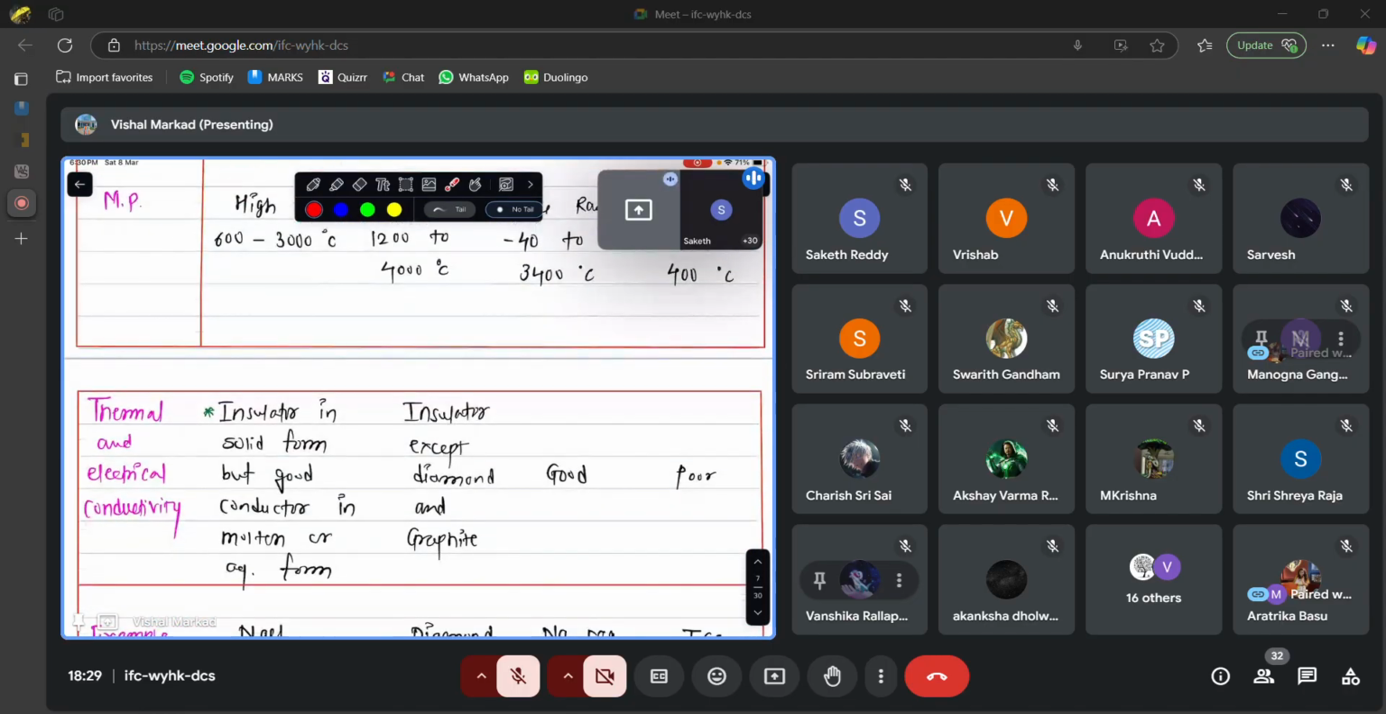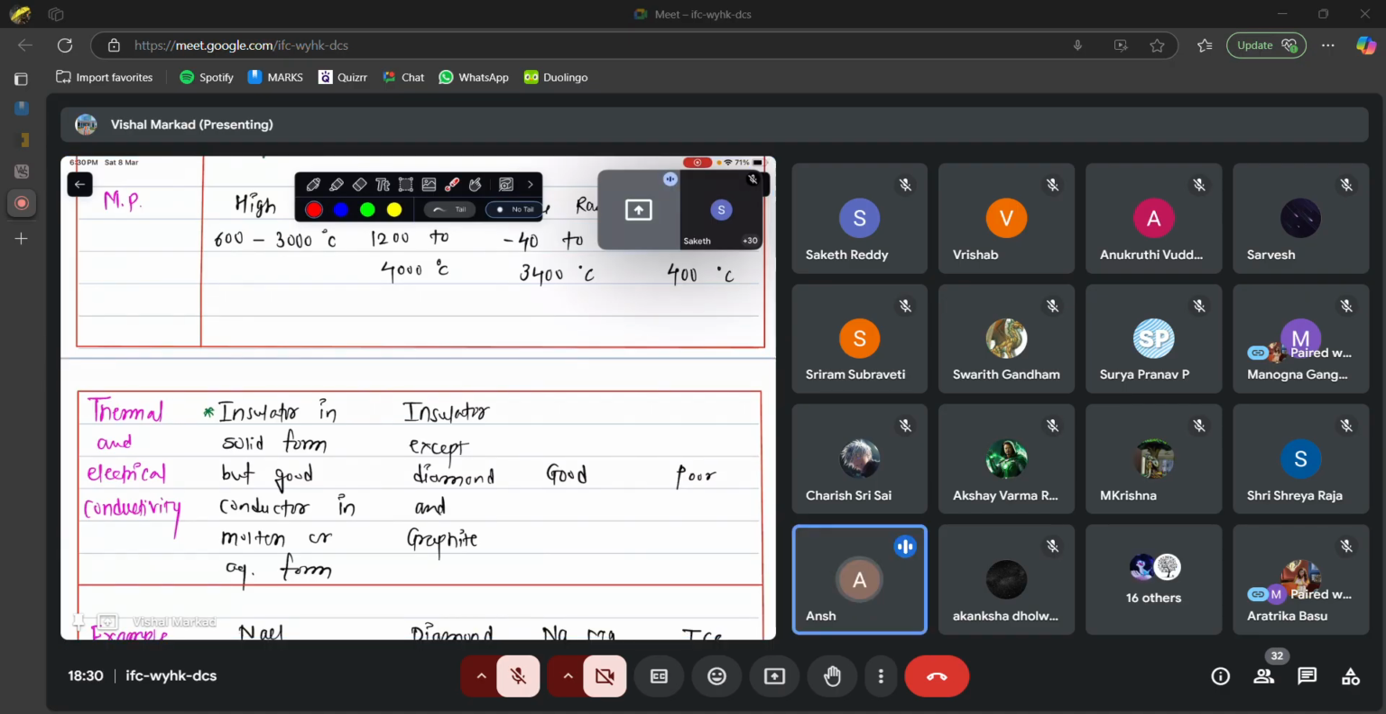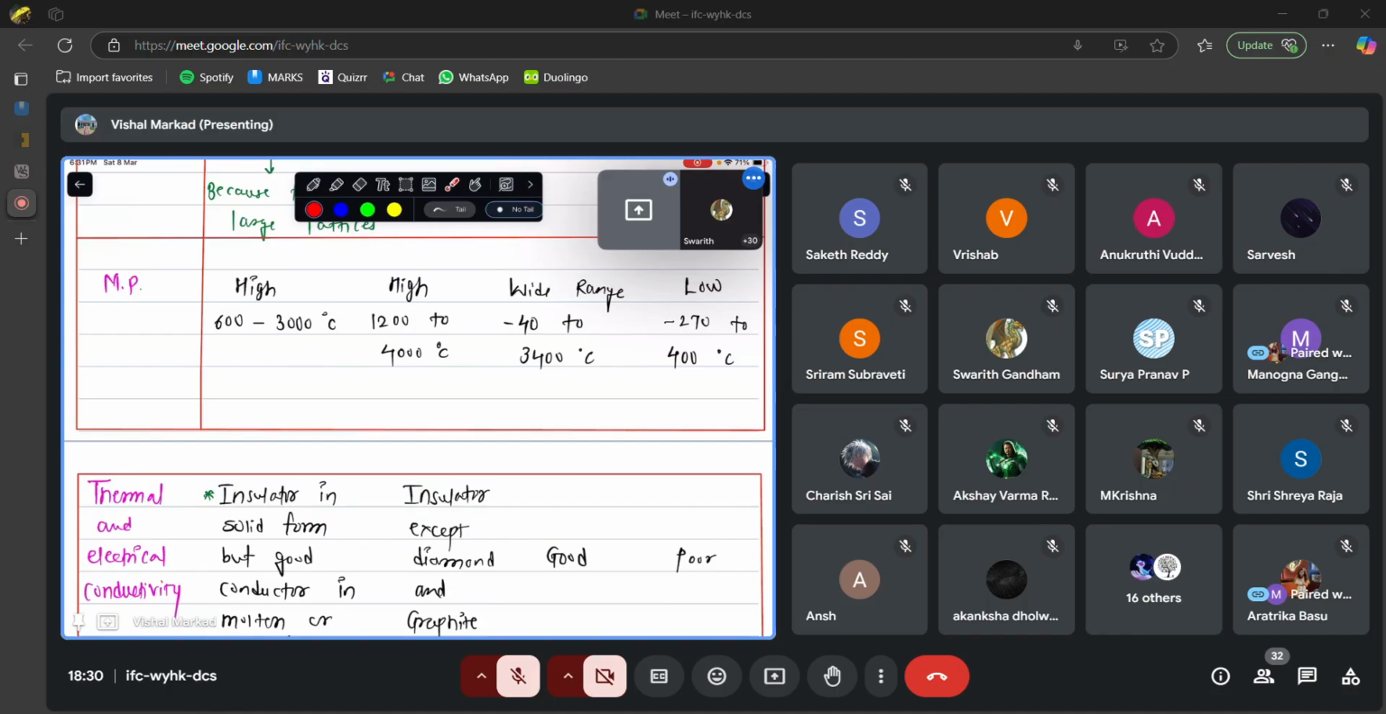Now their thermal and electrical conductivity. What do you think, are ionic solids good conductors of heat and electricity? NaCl will conduct electricity? In molten form. In solid form, it will not, right? But if it is in molten form, then it will conduct, right? What about the covalent one? They are insulators, except diamond and graphite. What about the metallic one? Obviously, metallic means a sea of electrons is there. So if electrons are there, they can flow. They can be a good conductor.